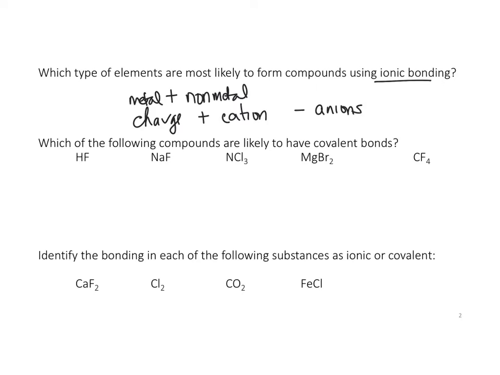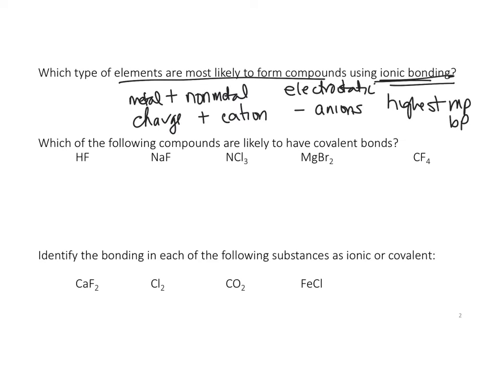And together, this electrostatic attraction is ionic bonding. And you'll find ionic bonding compounds tend to have the highest melting points and boiling points. So what type of elements are most likely to form compounds using ionic bonds? And the answer is metal with a nonmetal.